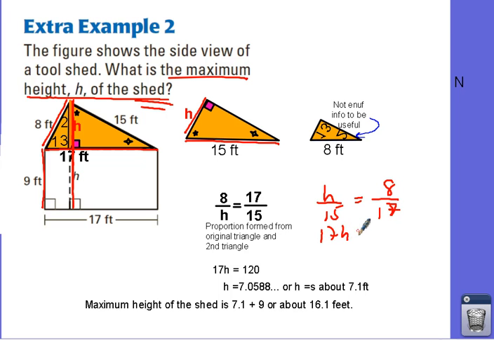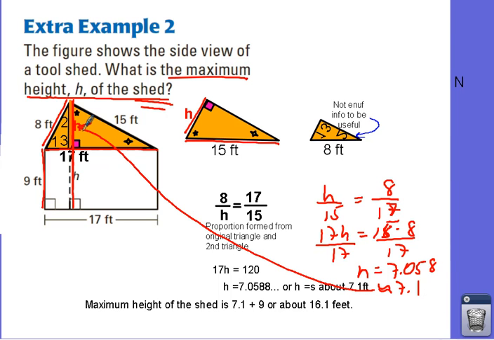They get 17h is equal to 15 times 8. Divide by 17, and I'll get h is equal to 7.058, or approximately 7.1. And then, once again, we found this side here in this triangle is 7.1. If we want the height of the total shed, we'll just add this 9 feet here to it, and we get a height of 16.1 feet.